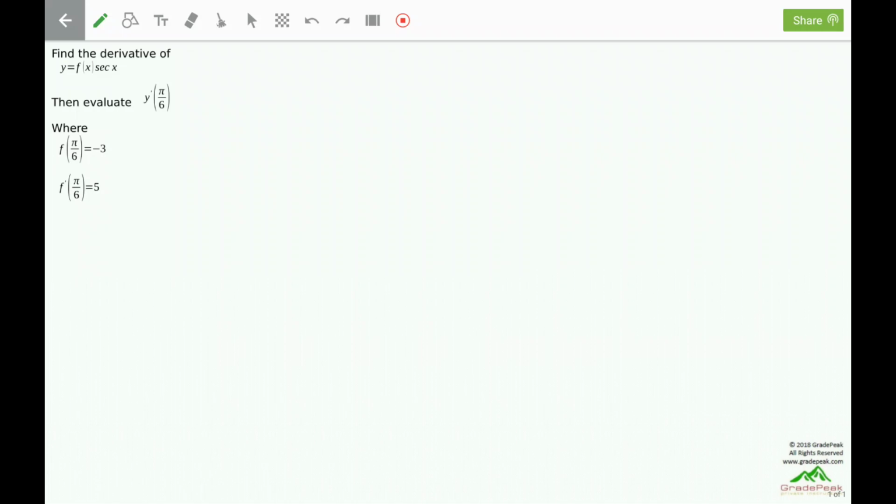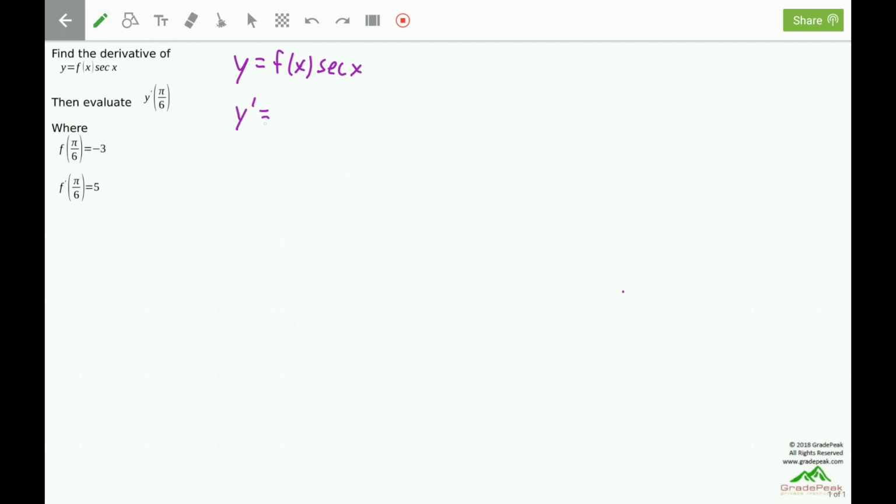Find the derivative of y equals f of x times secant x, then evaluate y prime of pi over 6, where f of pi over 6 is negative 3, and f prime of pi over 6 is 5. Y here is the product of two functions, an unknown function f of x, and a known function secant of x. Since we have a product of functions, the derivative will involve the product rule.